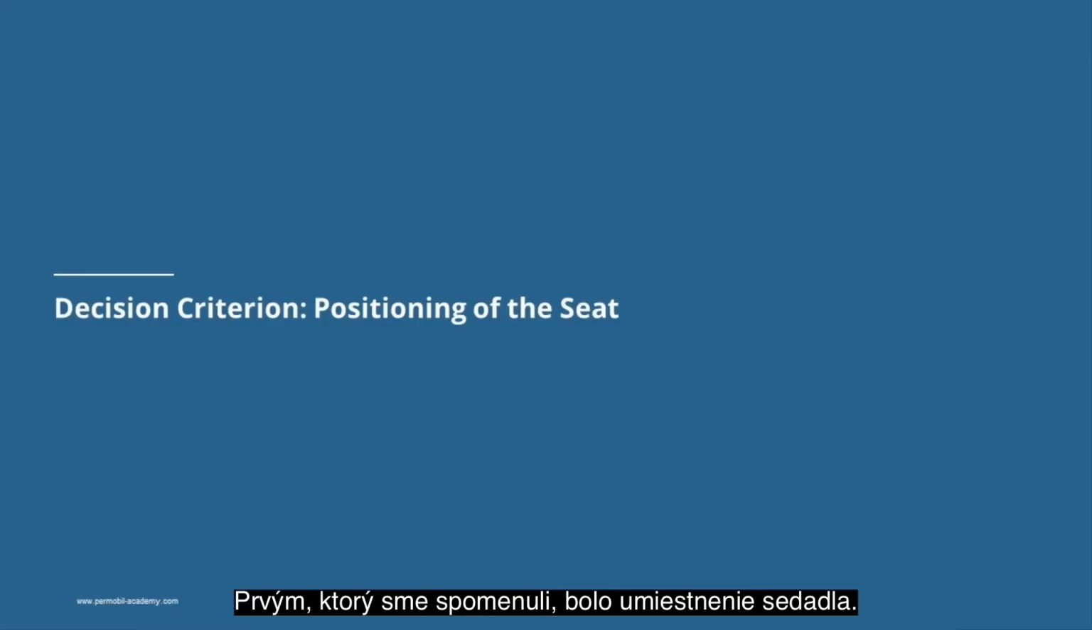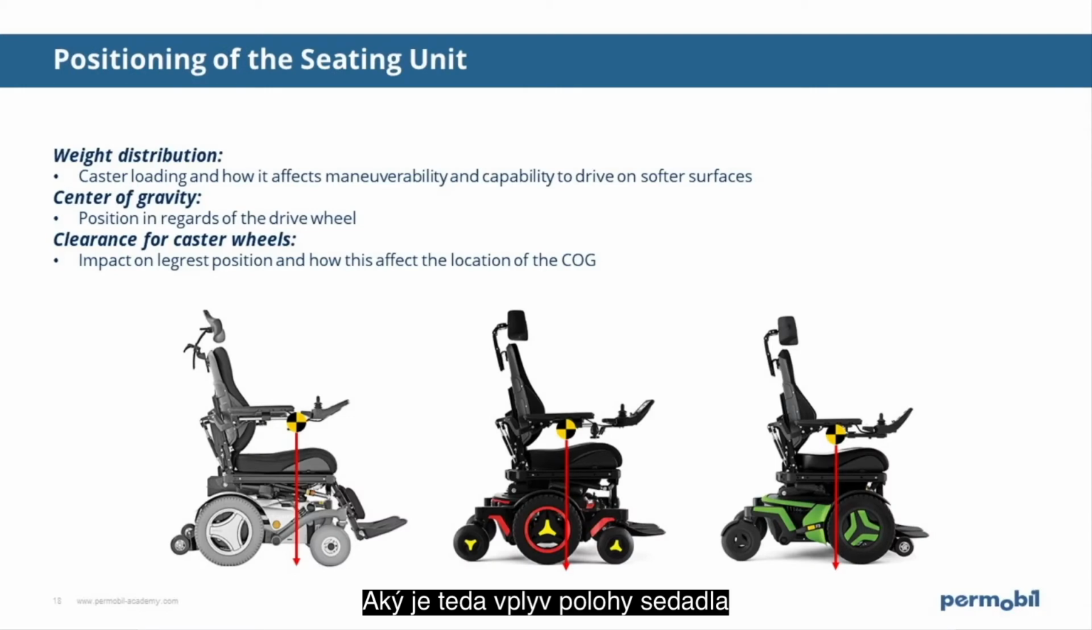The first one that we mentioned was the positioning of the seat. So what is the impact of the positioning of the seat, how does a certain platform allow the positioning of the seat, and what are the outcomes for the user? Well, first of all, with the positioning of the seat, you will influence the weight distribution and the location of the center of gravity of the user and the wheelchair. When your center of gravity is located more to the front, as you see in the picture below in the rear wheel drive, there's a higher load on the caster wheels, because the vertical projection of the center of gravity is closely located to the caster wheels.